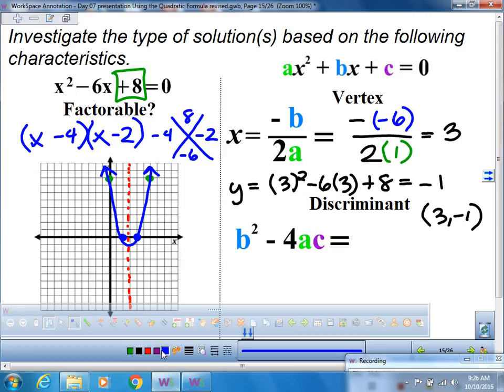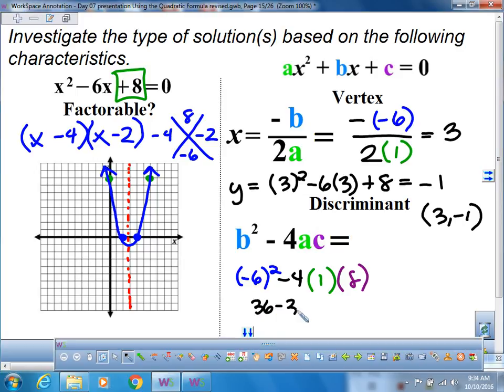So that would be b squared. My b is negative 6 squared minus 4, my a is 1, and my c is 8. If this becomes 0, there's only 1 point, because it's not going to the right or the left of the axis of symmetry. If it's bigger than 0, there are 2 away from the axis of symmetry. And if it's negative, there are no roots.